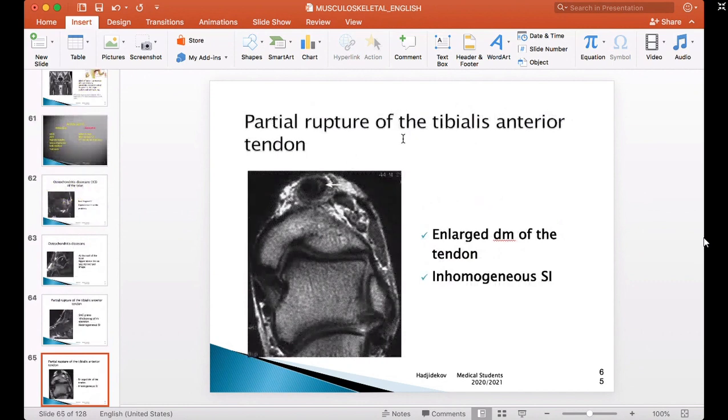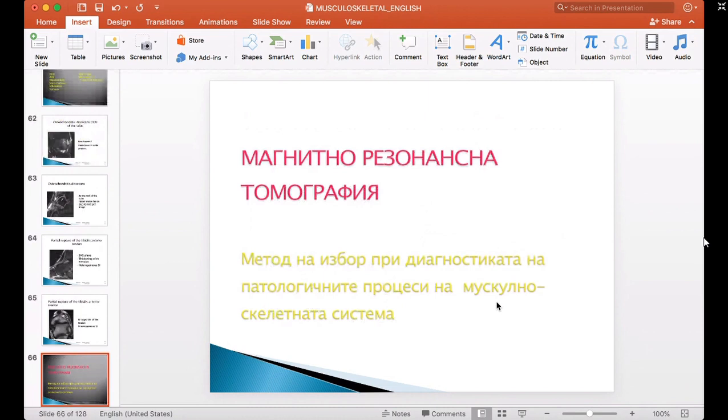The partial rupture of the same tendon on axial slice. It looks like the diameter of the tendon is enlarged. You see this tendon, how large it is. And the tendon is with inhomogeneous signal intensity. It's not so dark like it should be, but there are some hyperintense or white areas in the middle of the tendon.